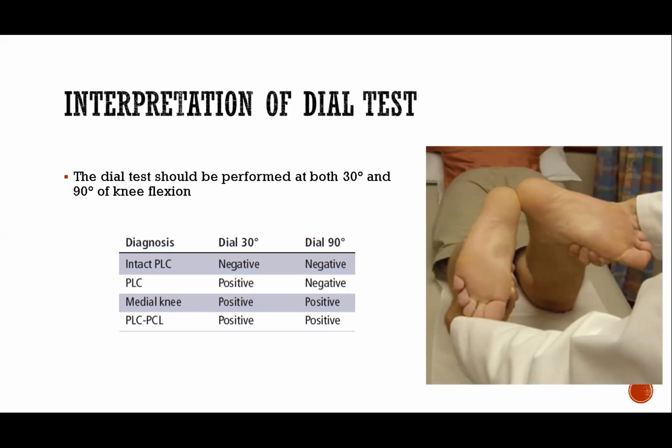So in both 30 and 90, everything is normal. If it is positive only at 30, it is posterior lateral corner injury. So confusion arises when it is positive at 30 degree and 90 degree. So it is indicative of both posterolateral corner and PCL injuries. And also the most important point is it is also indicative of medial PMC corner injury. So the dial test positive in 30 and 90 degree is indicative of both medial structures of the PMC and PLC.